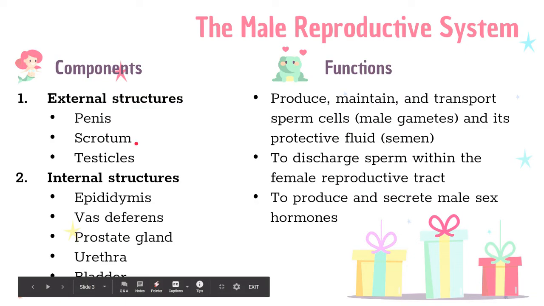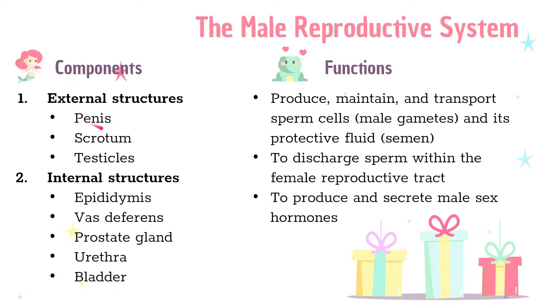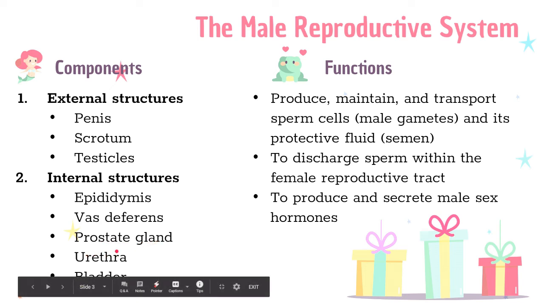Here are the components of the male reproductive system. The external structures include the penis, scrotum, and testicles or testes, while the internal structures include the epididymis, vas deferens, prostate gland, urethra, and bladder.